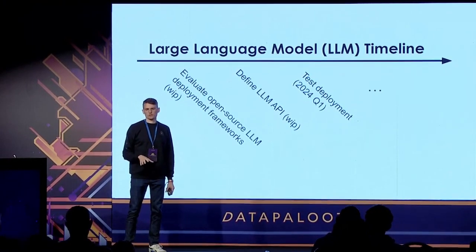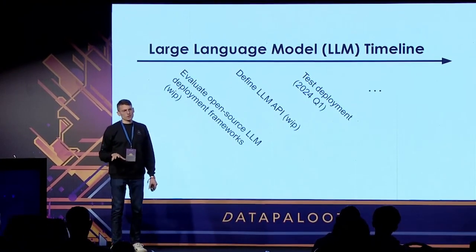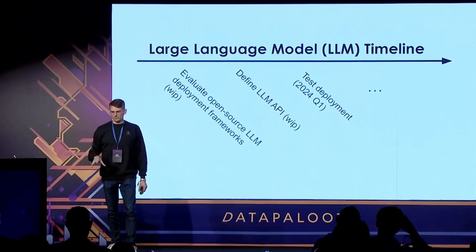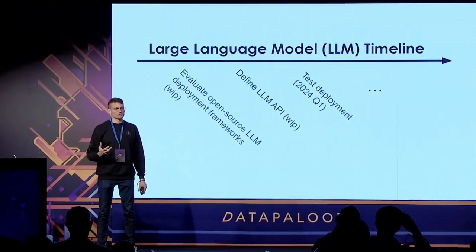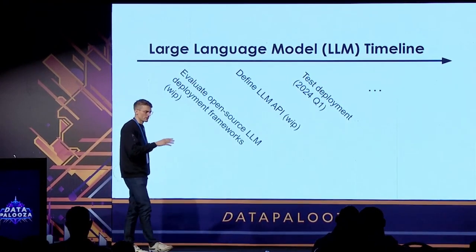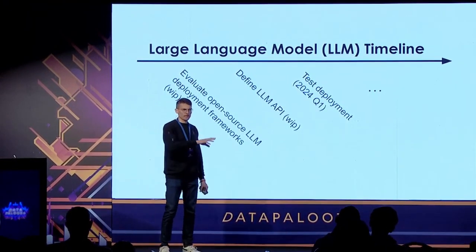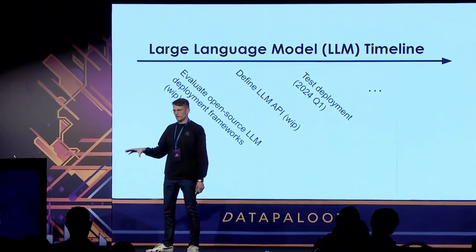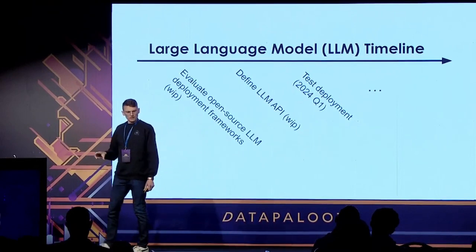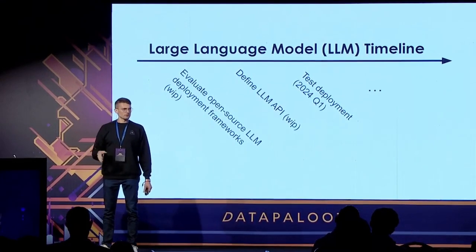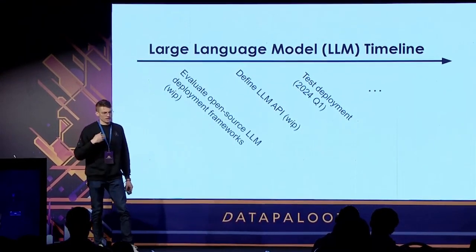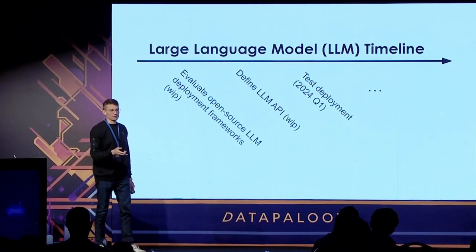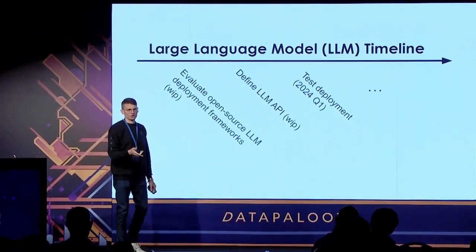This is a newer effort for us. We're currently evaluating open source LLM deployment frameworks. This basically means we're looking at the software stacks where an indexer could take an open source LLM like Llama 2 and run it in their infrastructure. Then we'll work on the LLM API: how do we have people send natural language queries to The Graph? And then we'll start doing test deployments in early 2024.